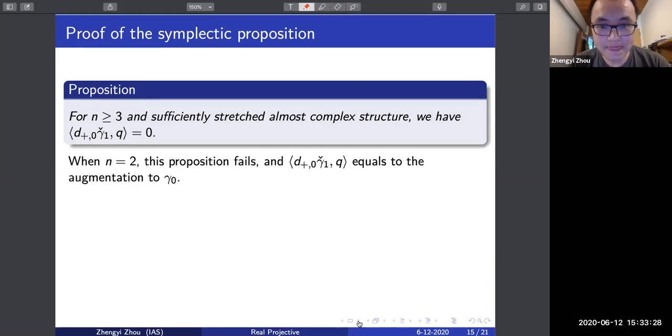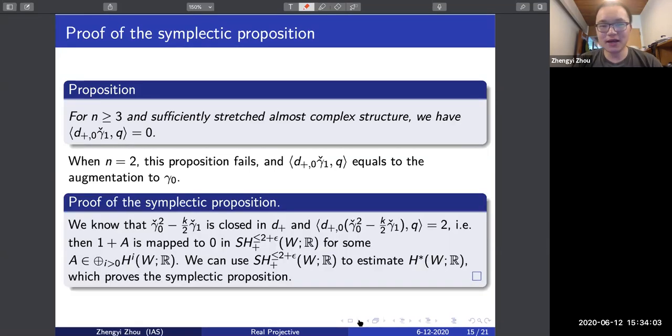So the proposition is, for n bigger than 3, we have the d plus 0 gamma 1 check q is 0 for sufficiently stretched almost complex structure. The argument is again by neck stretching, but this proposition actually will fail when n is 2. And the number of this contribution will actually equal the augmentation to gamma 0, the shortest Reeb orbit.